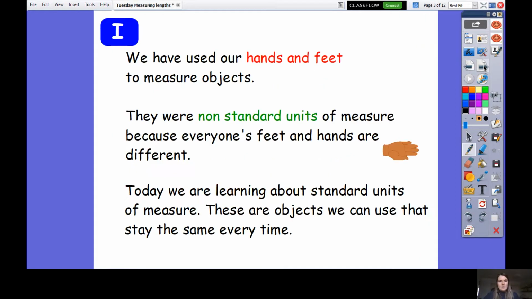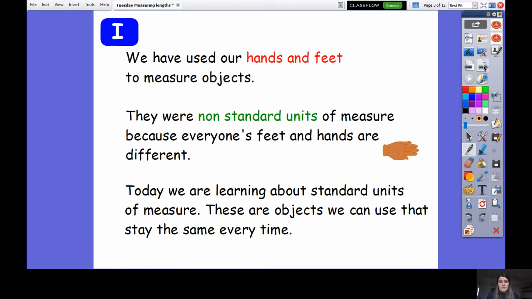Okay, so we have already used hands and feet to help us measure objects. These are called non-standard units of measure. That's because not everyone's feet or hands are the same size. They are different. My hand is a different size to your hand, and my feet might be a different size to your feet. So we can't all say that they're exactly the same size, and they can't measure completely accurately.